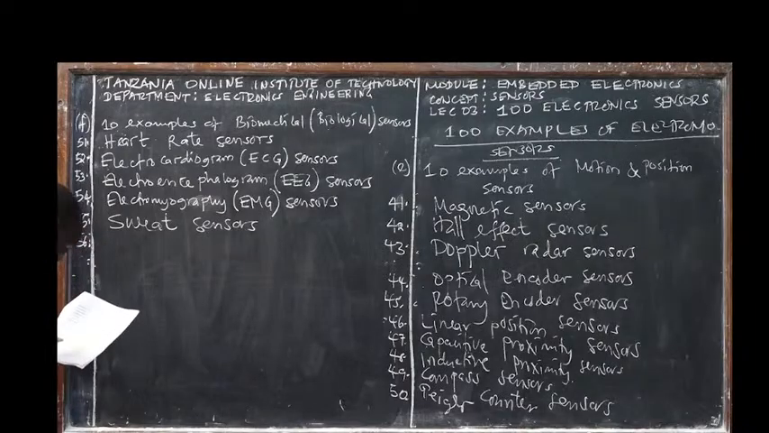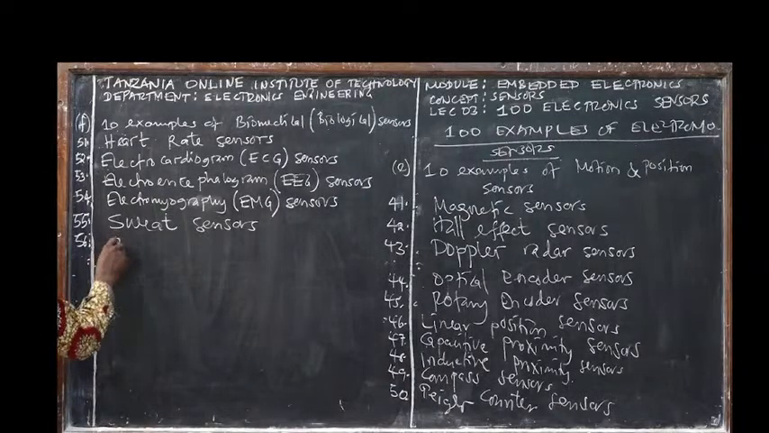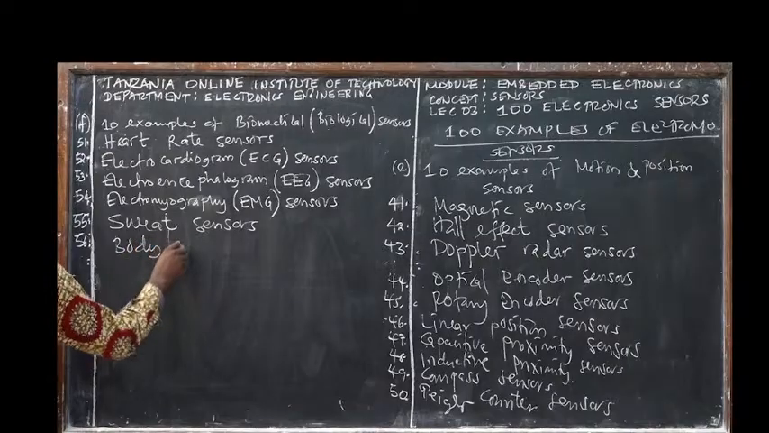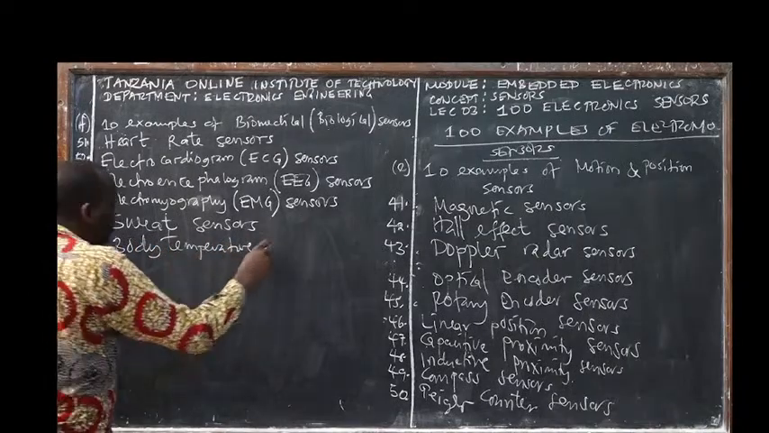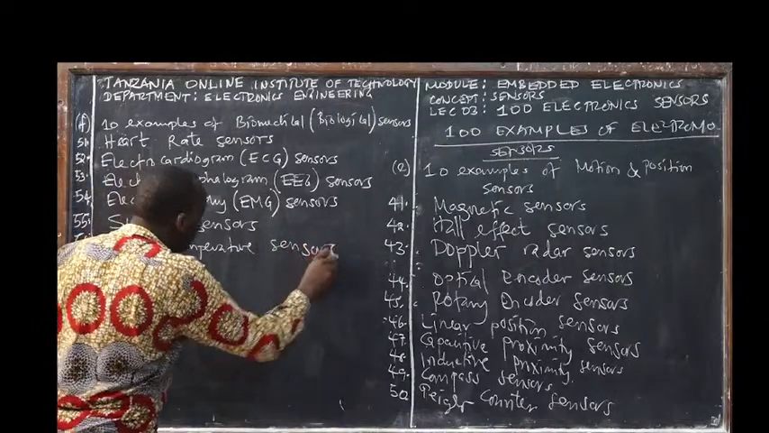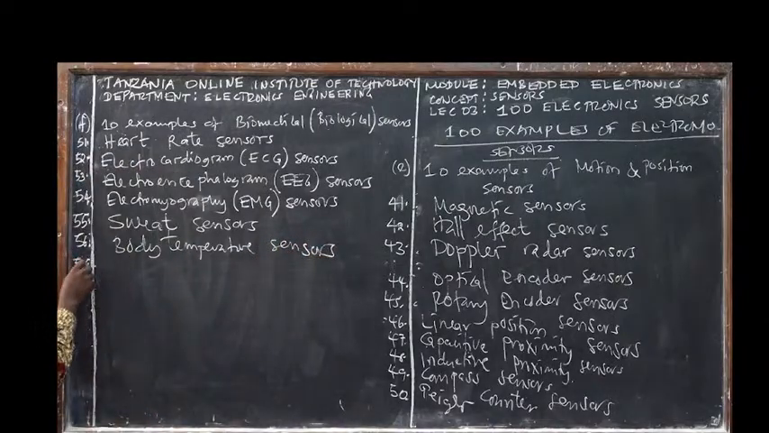Example number 56 is called the what? Body temperature sensor. Do you know body temperature sensor? You find it in the hospital. Say body temperature sensors. Class A, body temperature sensors.